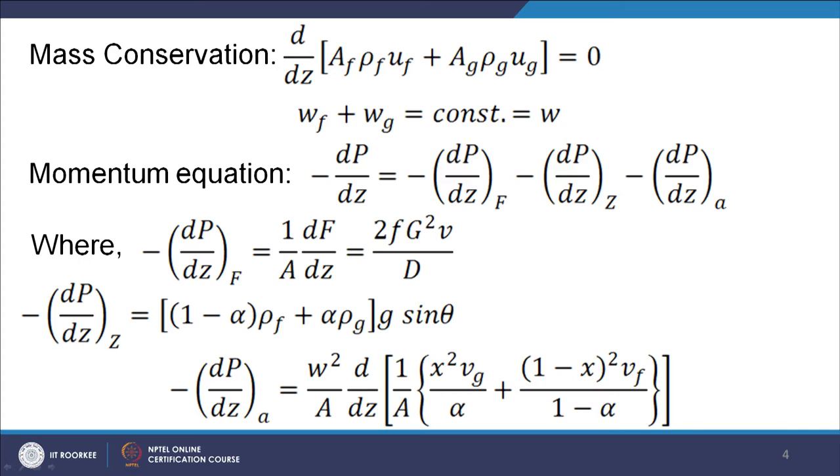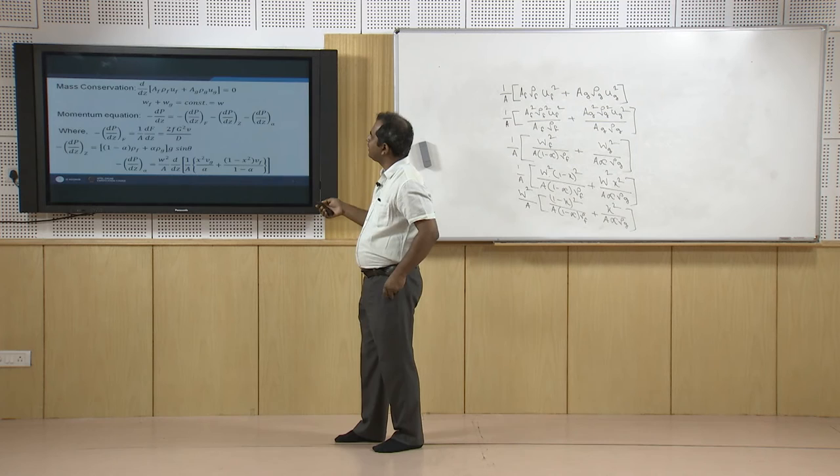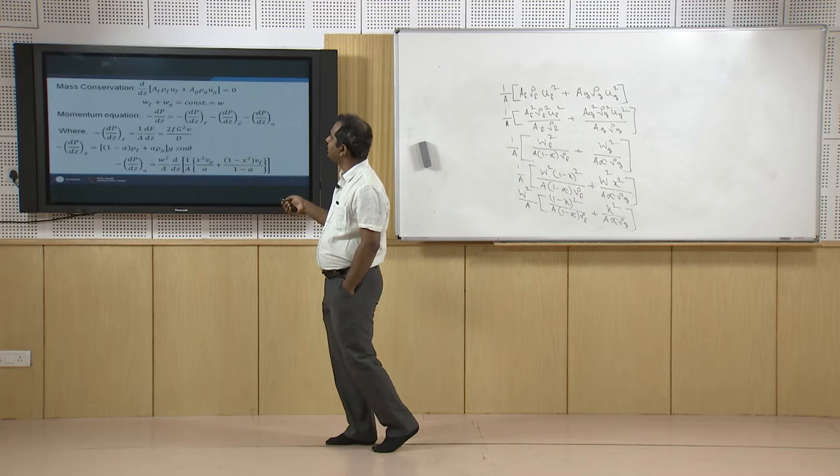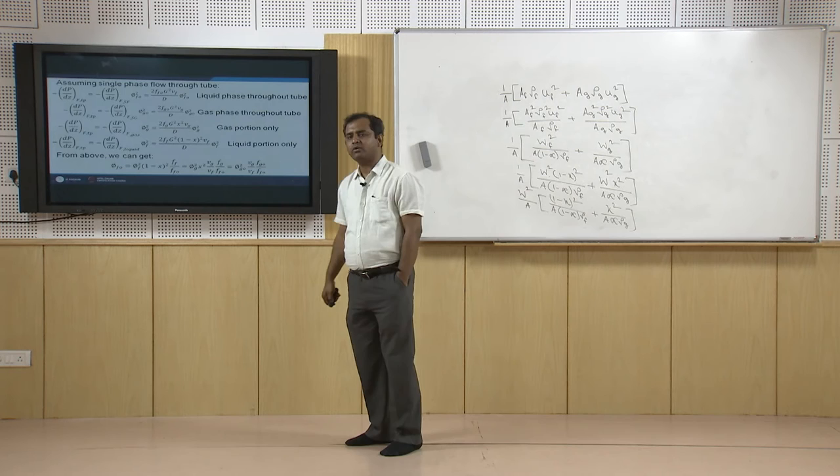Now, this rho g has been written as 1 by v g, and over here rho f has been written as 1 by v f. Okay. So, this is the necessary term for accelerational pressure drop. All these three terms will be coming into picture in the momentum equation, and here you can find out the momentum equation can be written as minus del p del z equals the summation of the frictional, gravitational and accelerational pressure drop, right. Next, let us try to find out the frictional pressure drop.